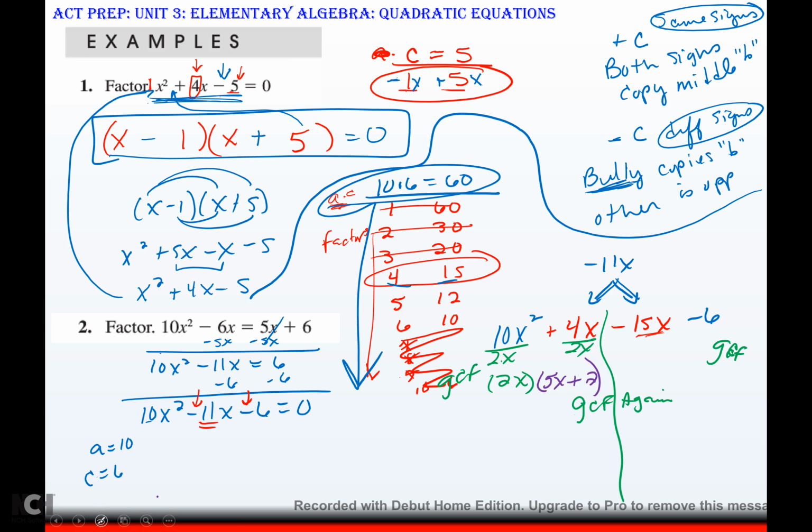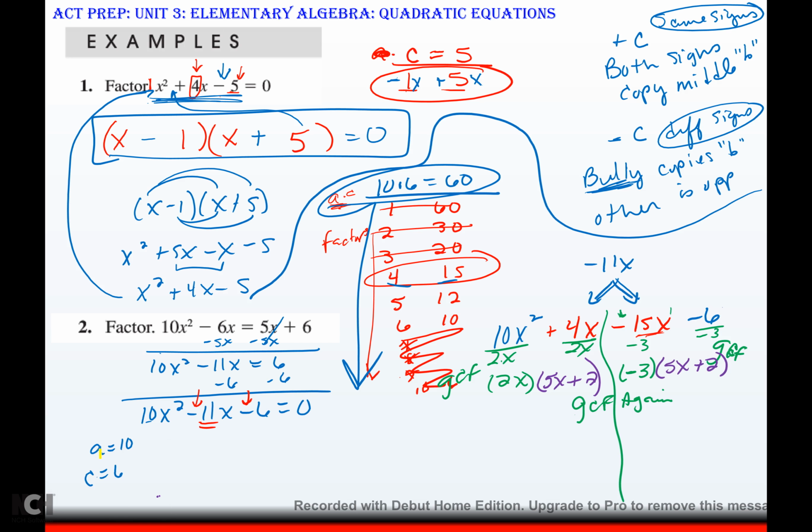Okay, on the other side, we have to GCF. The biggest number that goes into both, always take this guy's sign. Always, always, always. So I'm going to take a negative whatever. Then the biggest number that goes into him is 3. He has an x to the first, he has no x, so they have no x's in common. To get what's left, I divide by negative 3. Negative 15x divided by negative 3 is positive 5x. Negative 6 divided by negative 3 is positive 2. And then I GCF again.